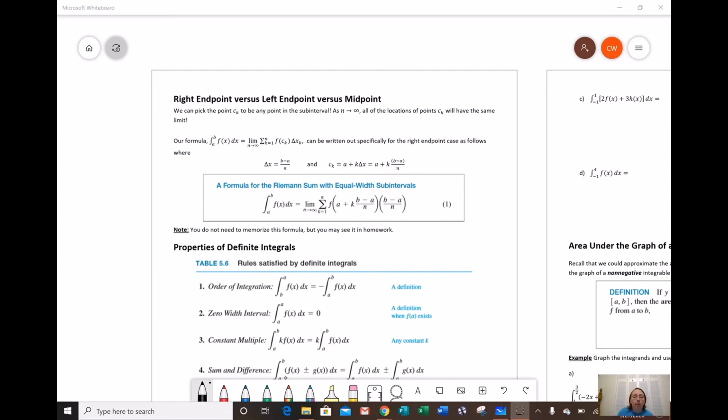So our formula, this guy here, can be written out specifically for the right endpoint case as follows. Now, this formula here, if you want to memorize and use it, you can.